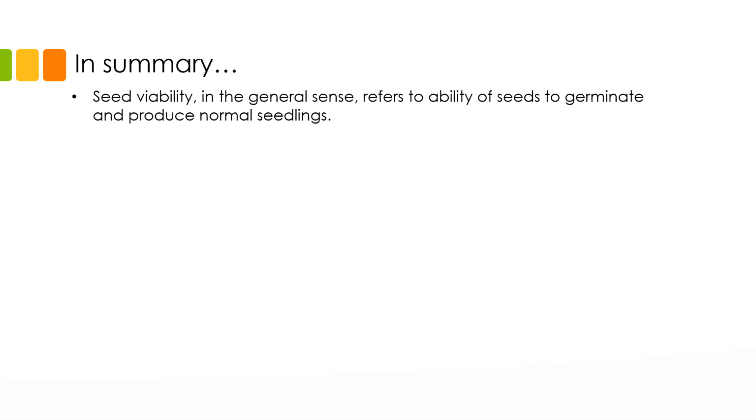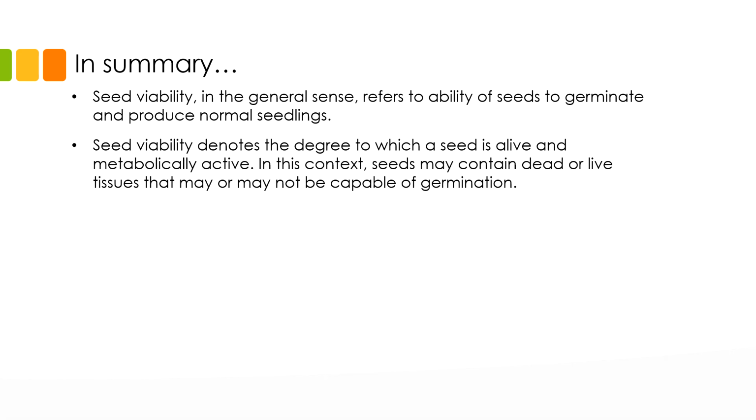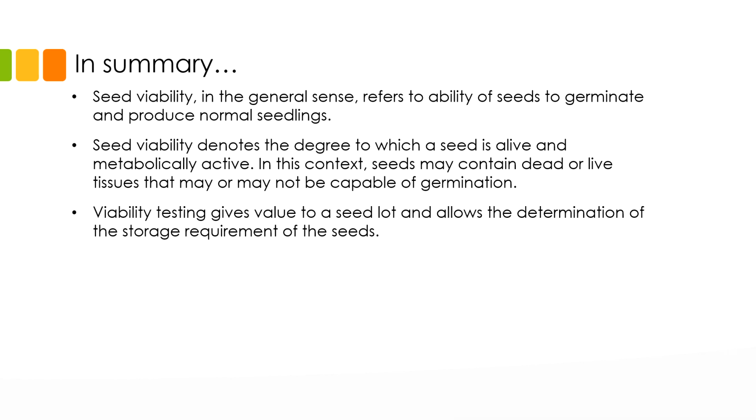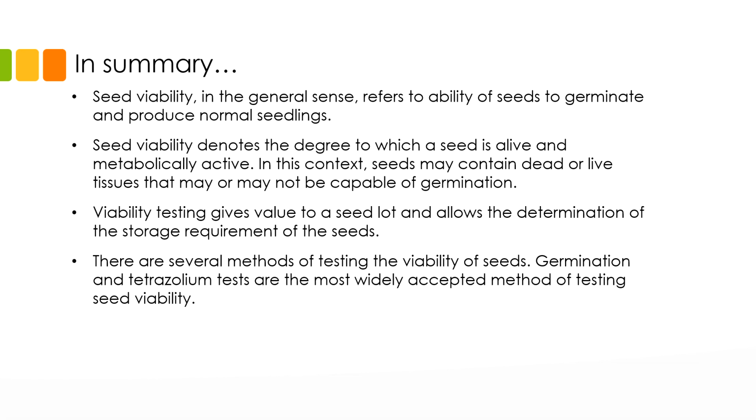In summary, seed viability in the general sense refers to the ability of seeds to germinate and produce normal seedlings. More specifically, seed viability denotes the degree to which a seed is alive and metabolically active. In this context, seeds may contain both living and dead tissues, which may or may not be capable of germination. Viability testing adds value to a seed lot by providing information that helps determine appropriate storage requirements for seeds. There are several methods for testing seed viability, with germination and tetrazolium tests being the most widely accepted.